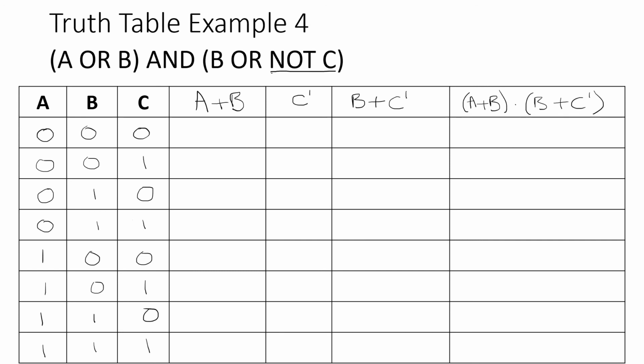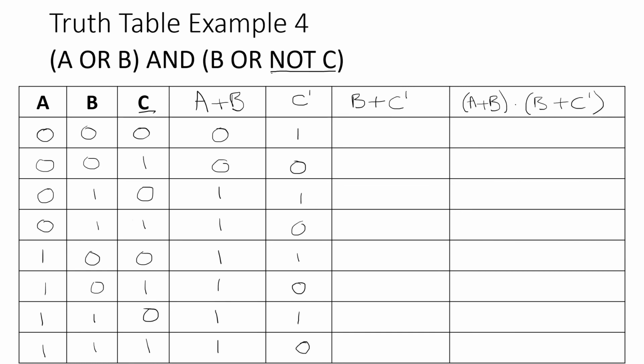Now we'll be able to work out A or B looking at the first 2 columns. So we've got 0, 0, 0, 0, 0, 0, 0 or 1 is 1, and the same. 1 or 0 is 1, and the same. And 1 or 1 is 1, and that's the same. Then we want to have not C. So I'm just going to look at column C and do the opposite. So it goes 1, 0, 1, 0, 1, 0, 1, 0.